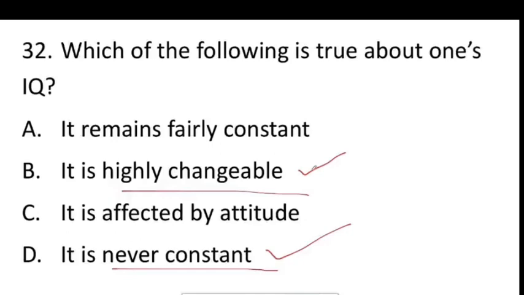Sabi ng letter B, nag-iiba-iba siya. Sabi naman ng letter D, hindi siya constant. So meaning nag-iiba-iba din siya. Is IQ affected by attitude? Can that be your correct answer? Your correct answer here would be letter A. It remains fairly constant. So, ang IQ ng isang tao, kahit hindi siya mag-aral, for example, your IQ is very high, you have an IQ of 130, kahit hindi ka masyadong mag-aral or kahit mag-stop ka mag-aral for several years, your IQ does not really change. Your IQ, that's your mental ability. So it remains fairly constant.